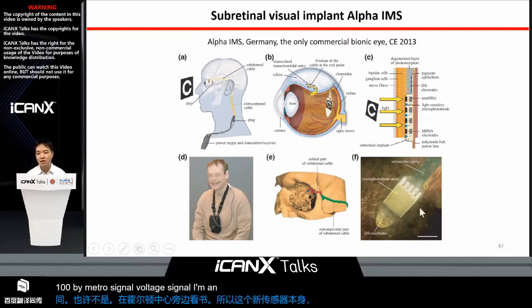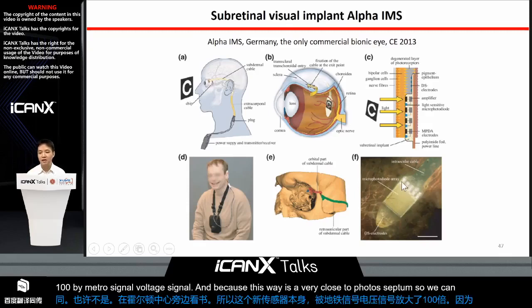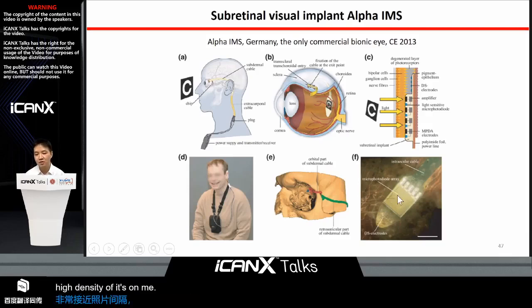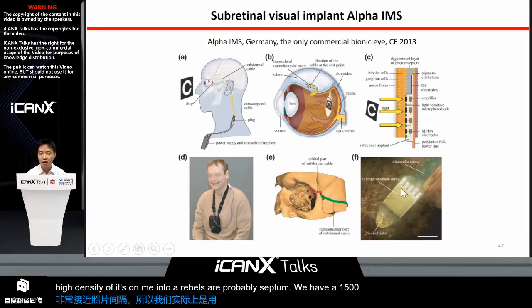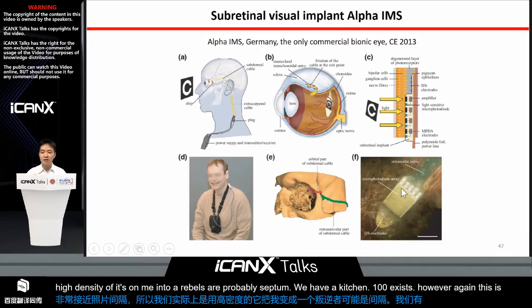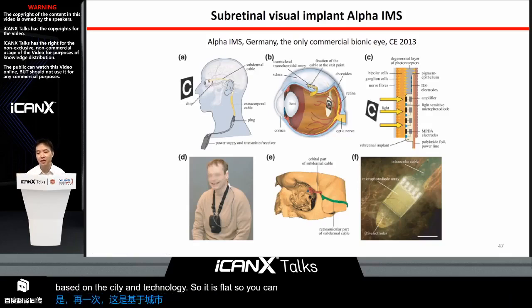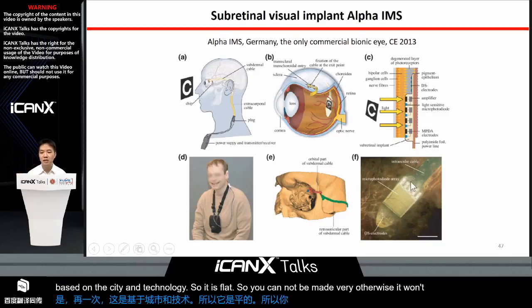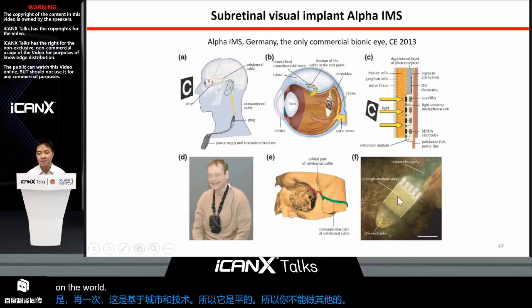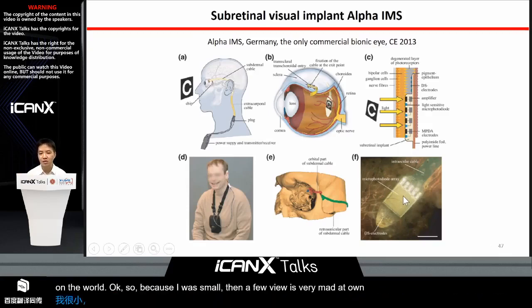And because this one is very close to the photoreceptor, they can actually use a higher density pixel array to interact with the photoreceptors. They have over 1,500 pixels. However, again, this is based on silicon technology, so it is a flat device and it cannot be made very big. Otherwise, it won't be able to assemble on our retina, okay? Because it's very small, the field of view is very narrow. It's only 11 or 12 degrees, so a very, very narrow field of view.